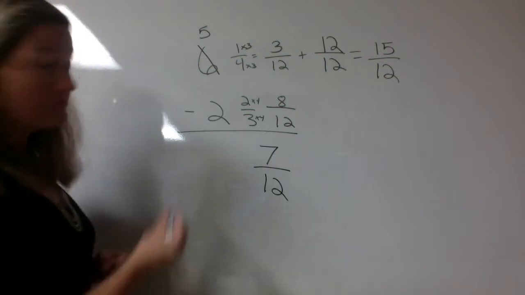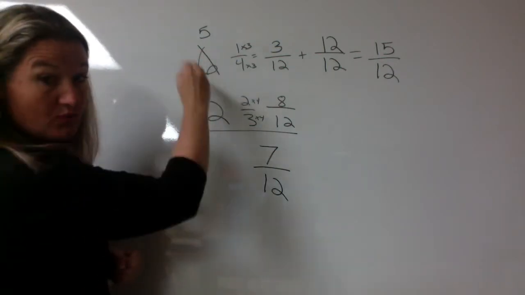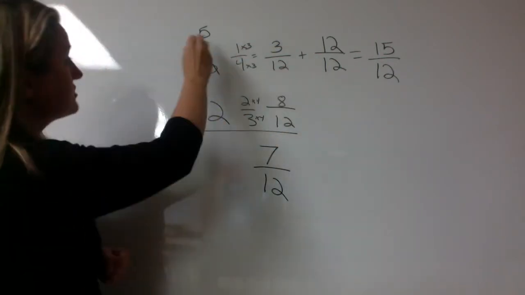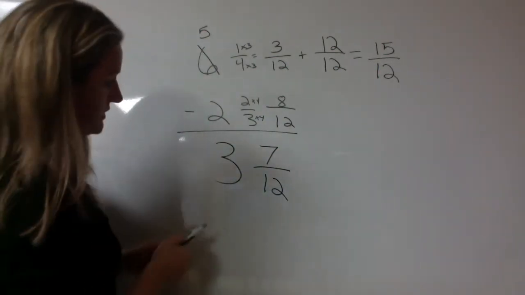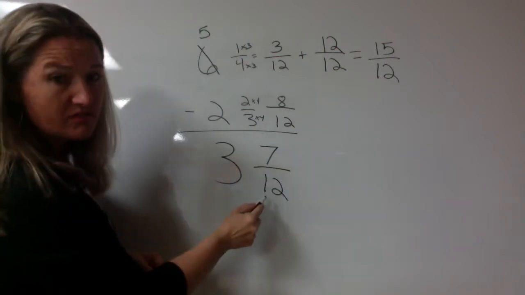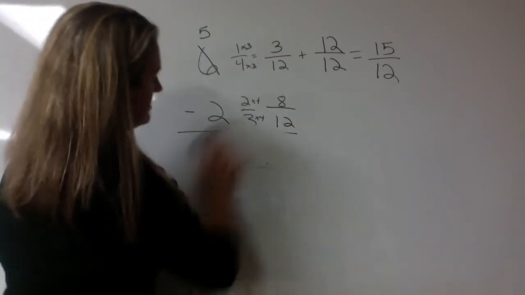Now I'm going to add my whole numbers. Okay, now this is no longer a 6 because we borrowed that 1 whole to add over there. So we got 5 minus 2, 3 and 7/12 is my answer. And I'm going to always check. 7/12, is that in simplest form? Yeah. All right, let's work out another.